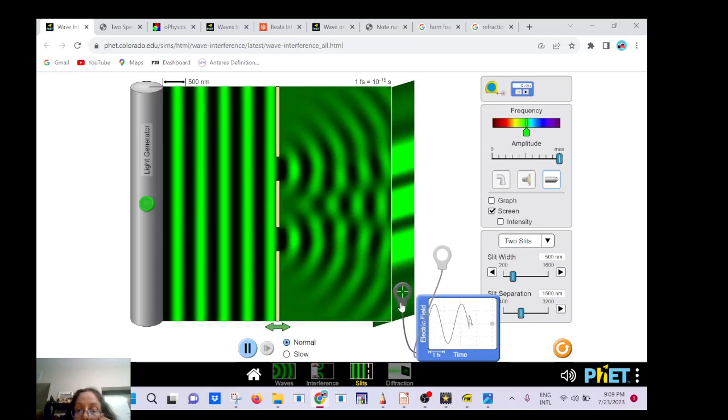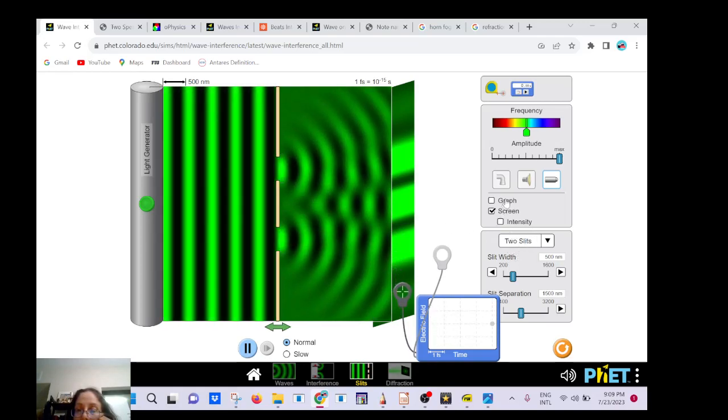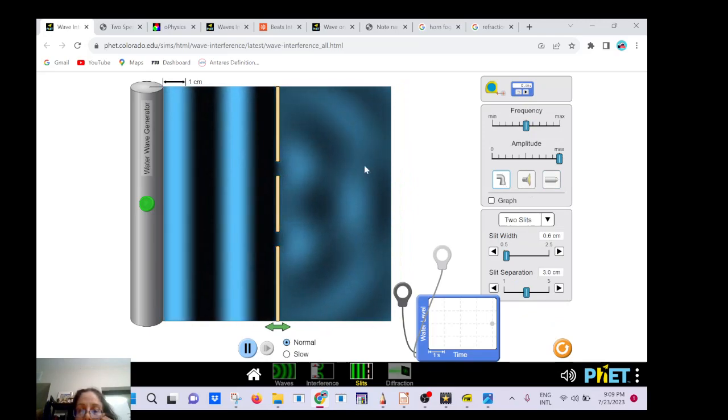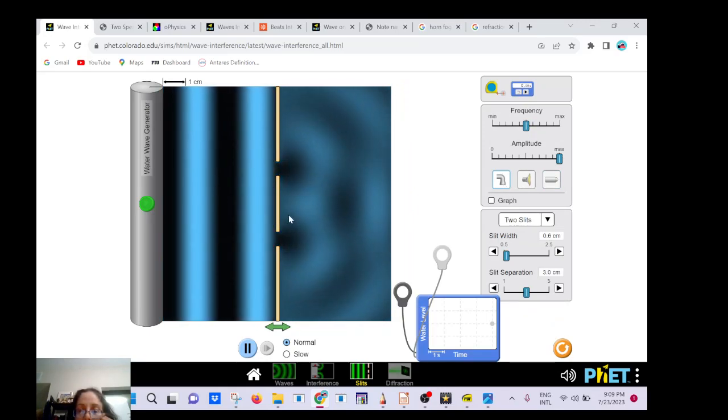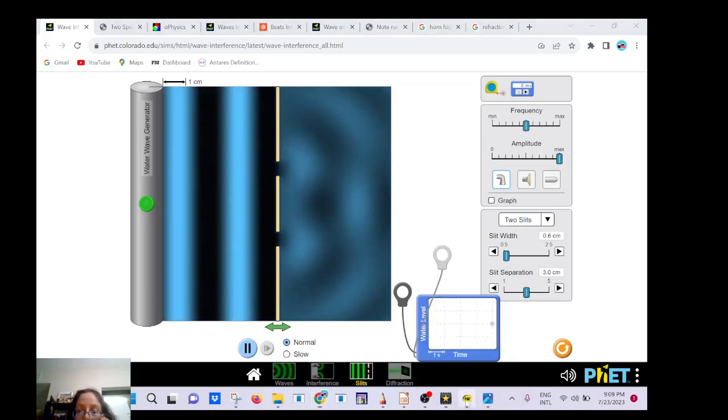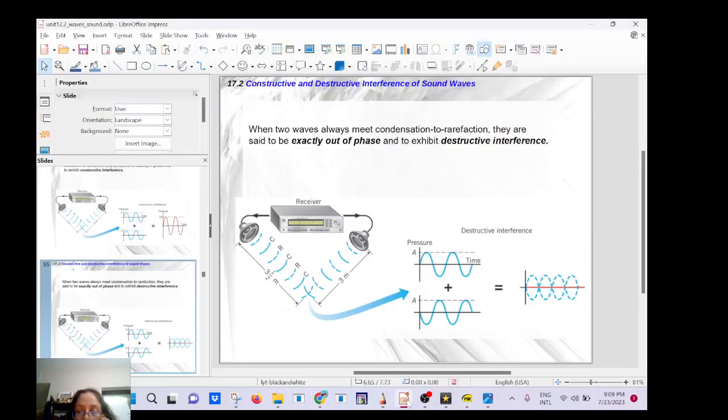So you can play with that. You can do the same thing with water. Okay, you can make water waves, and you're going to have no wave. It's going to be flat here, high wave, high wave. So let's go back to the slides.